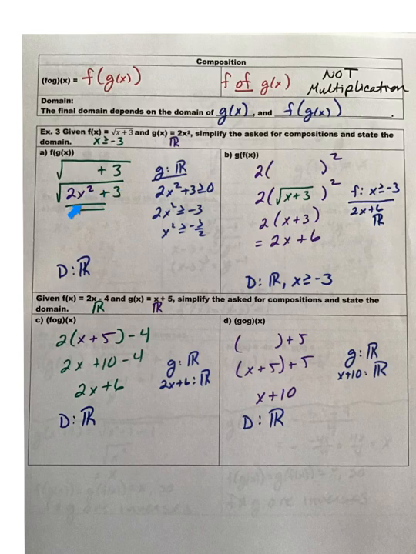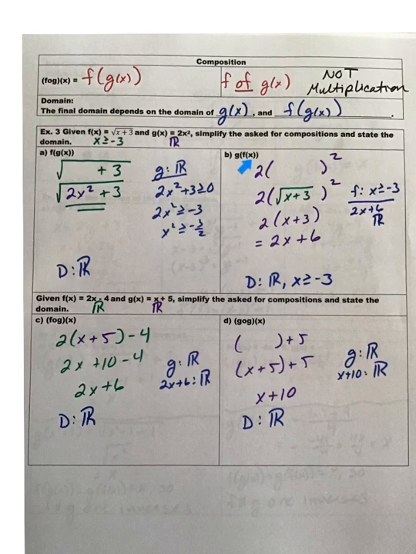We know this thing has to be positive. So 2x squared plus 3 is greater than or equal to 0. 2x squared is greater than or equal to negative 3. x squared is greater than or equal to negative 3 halves. Well, that's always true. When you square something, it automatically becomes positive unless it's 0. So that's always going to be greater than a positive number. So g is all real numbers, this is all real numbers, so our domain is all real numbers.